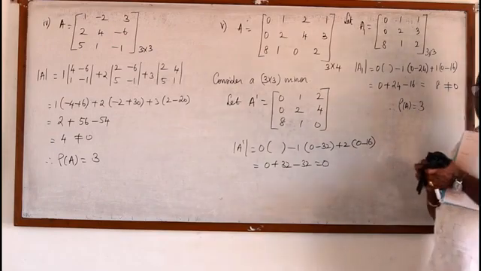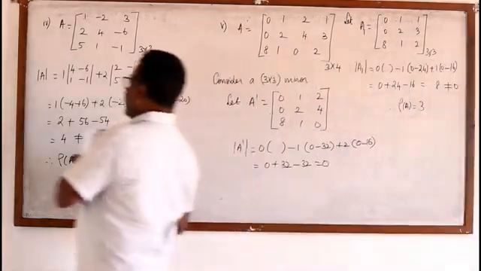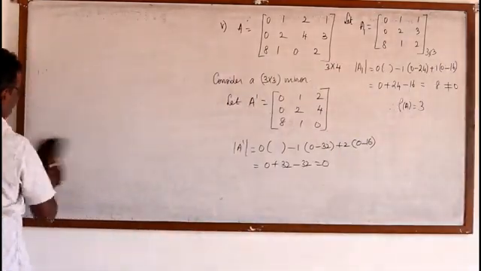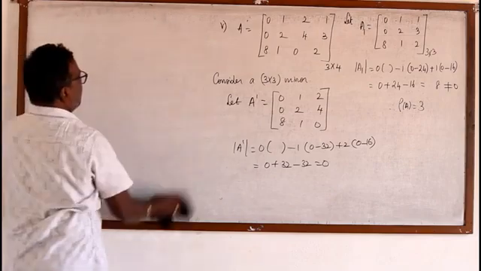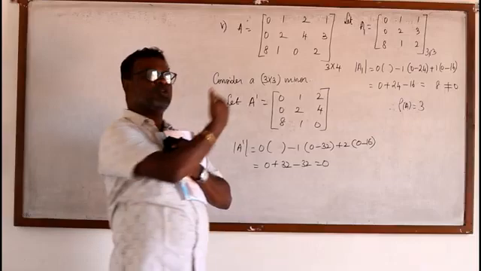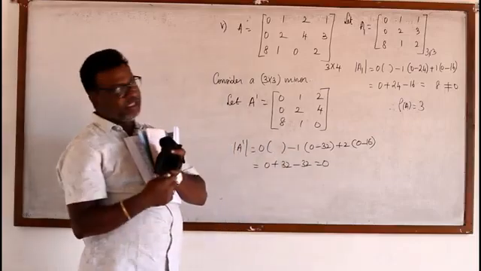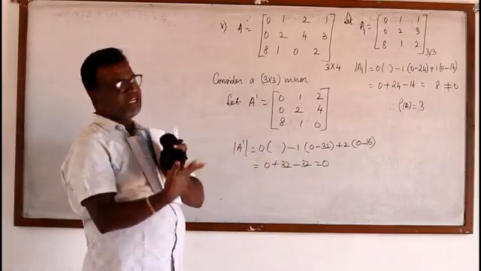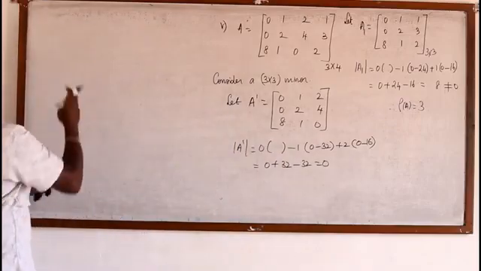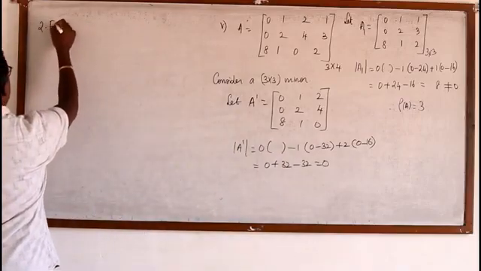That method is called row echelon form or row reduction method. So we shall do problems in the row reduction method. And it is always advisable, whenever they give a 2 cross 2 matrix, you go by the determinant method. If it is 3 cross 3 and more, better go for row echelon form.